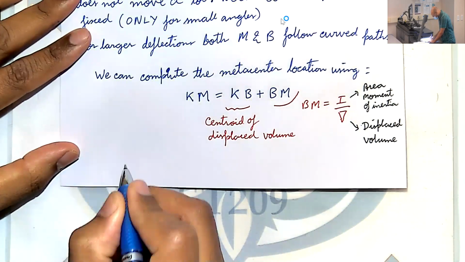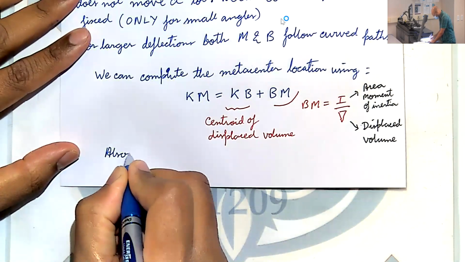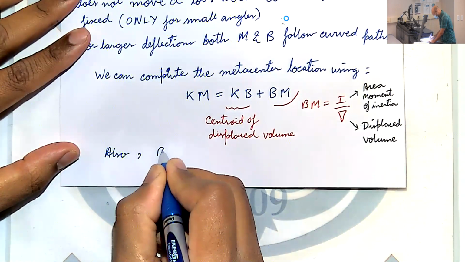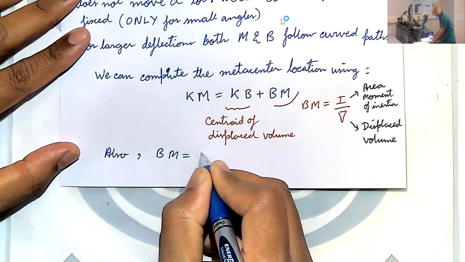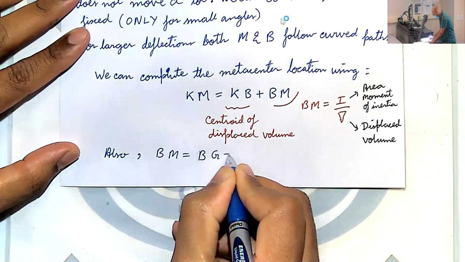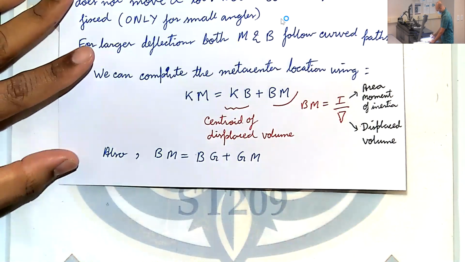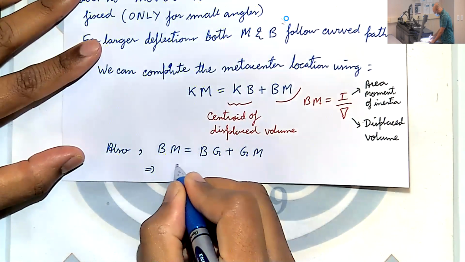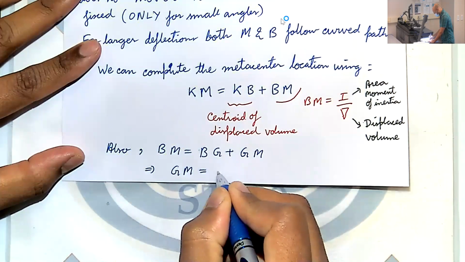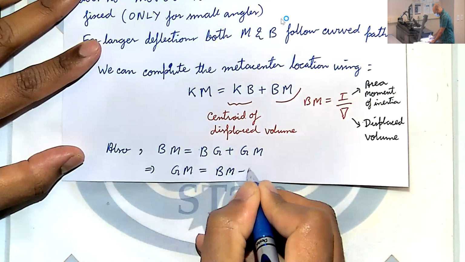So also, BM is equal to BG plus GM, which gives us GM is BM minus BG.